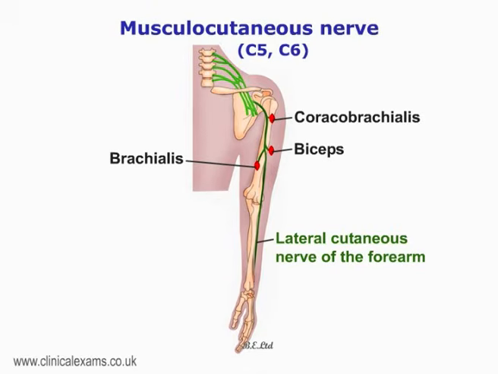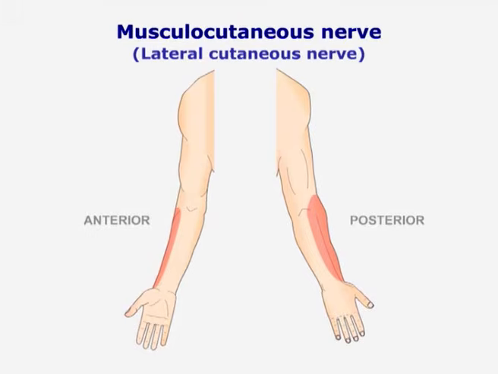The musculocutaneous nerve arises from C5 and C6. It innervates coracobrachialis, biceps brachii, and brachialis muscles. These muscles are associated with elbow and shoulder flexion. The musculocutaneous nerve gives off a branch, the lateral cutaneous nerve of the forearm, which supplies sensation to the lateral part of the forearm.